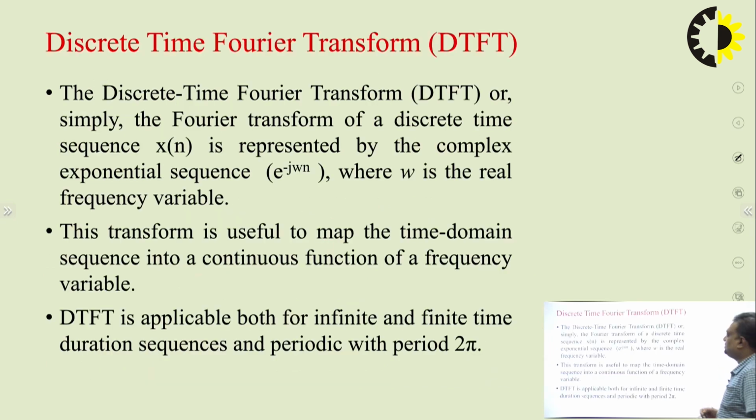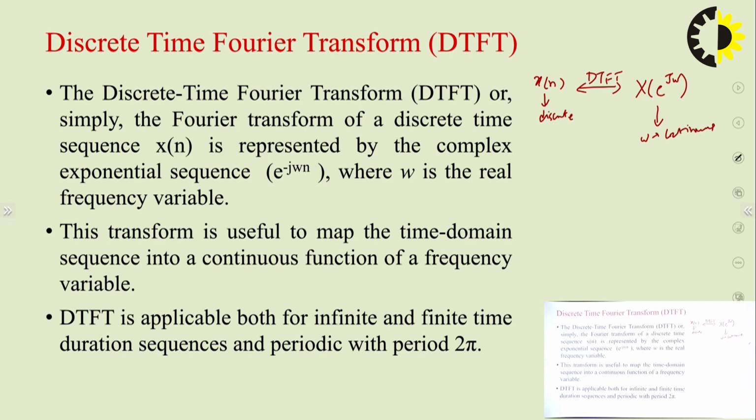Next is DTFT, the discrete time Fourier transform. In case of the discrete time Fourier transform, we will use a discrete signal. For a discrete signal, we will calculate the discrete time Fourier transform, which is generally represented by X(e to the power j omega). Again here omega is continuous. So you have a discrete sequence and you take the DTFT, and the spectrum that you get is again continuous.